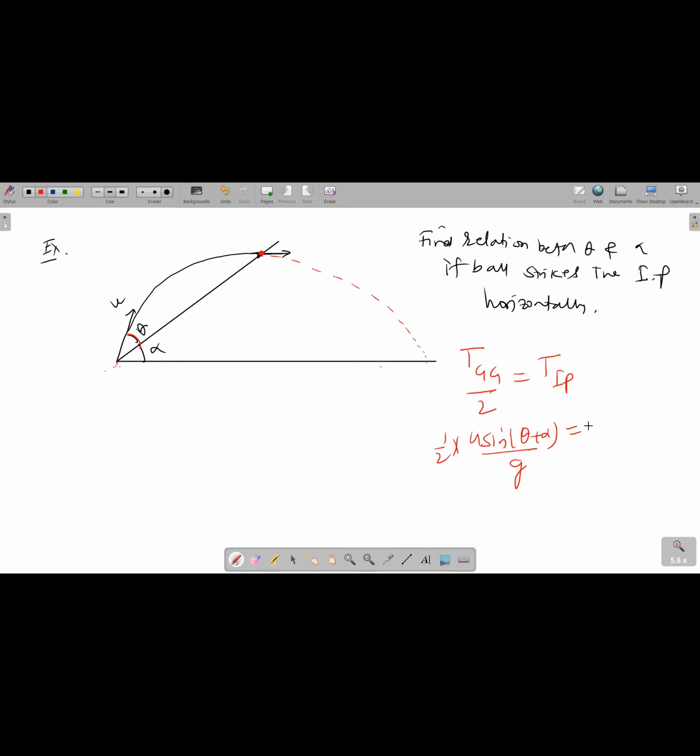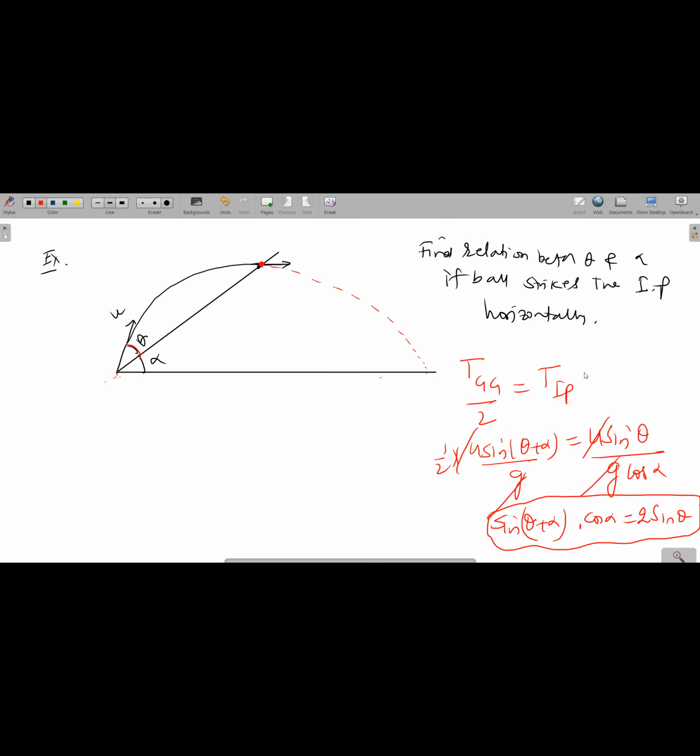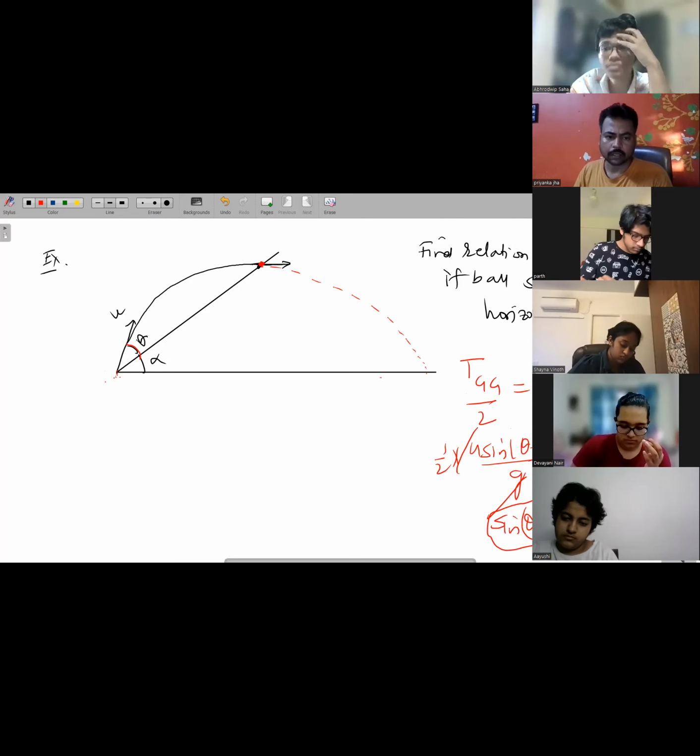So the time of flight should be u sine theta upon g perpendicular, that is g cos alpha. g gone, u gone. Now sine theta plus alpha into cos alpha equals 2 sine theta. This is the relation between theta and alpha. Let me know if you understood. If not, then ask.